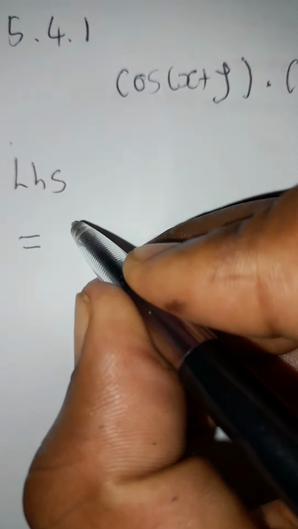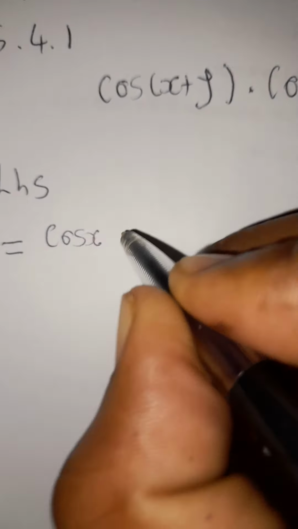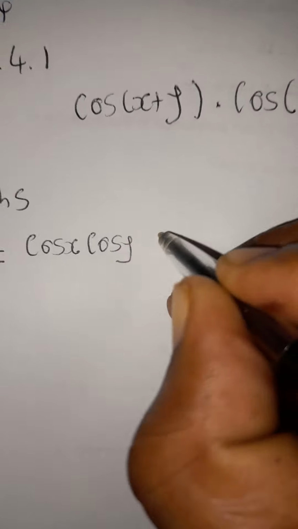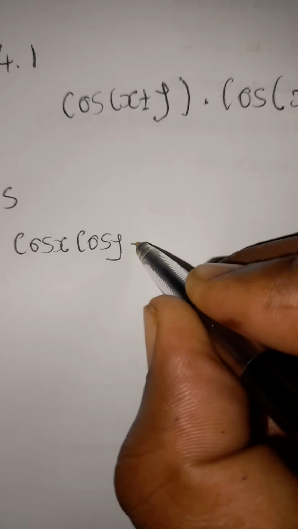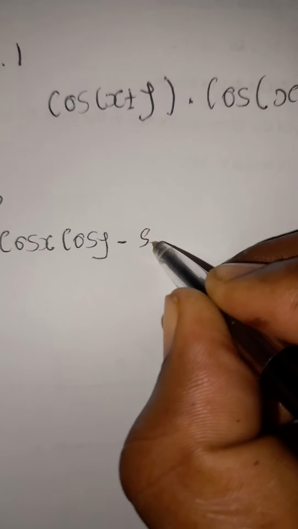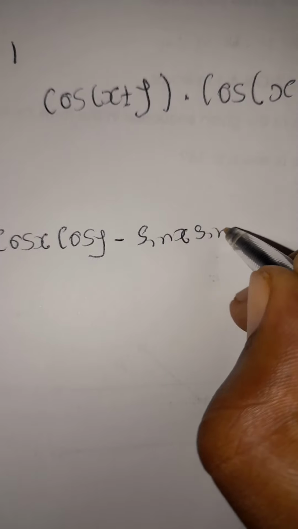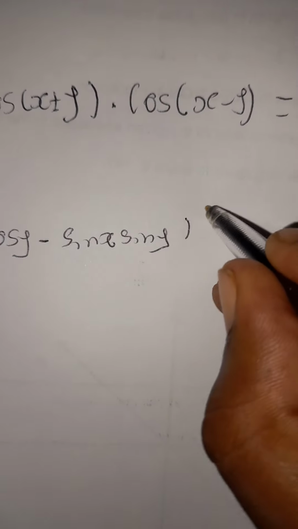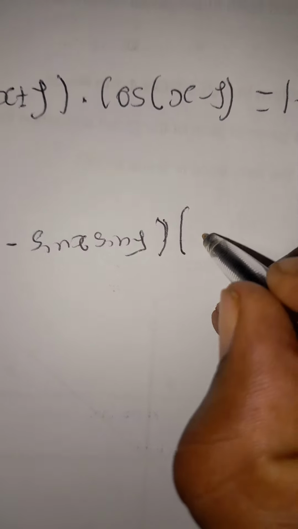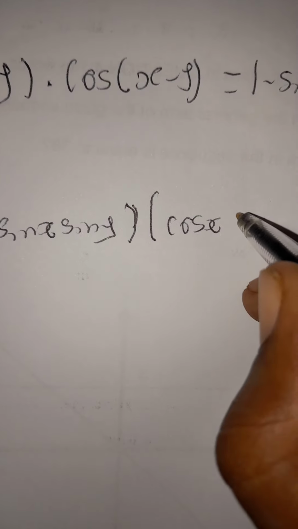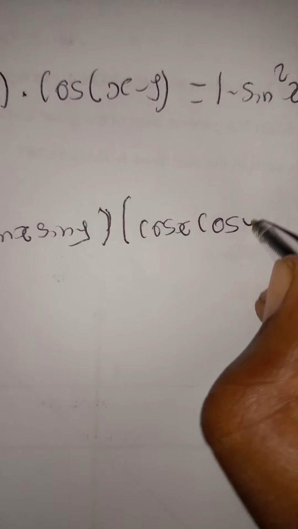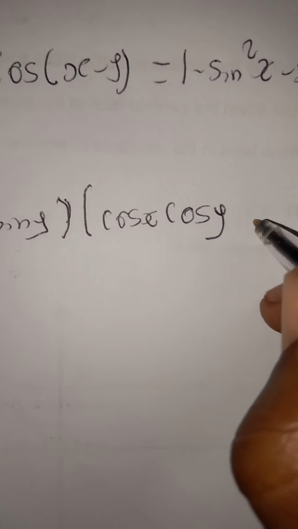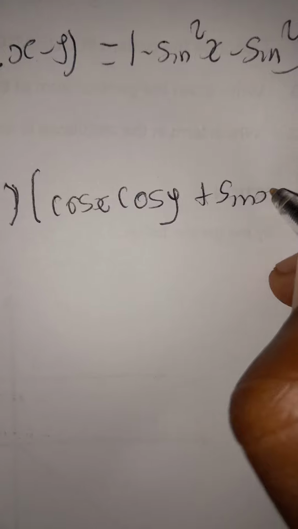Let's start with the positive one, the compound angle. It will be cos x cos y. Since the sign is positive, it becomes minus, so we are going to have sin x sin y. Put this into brackets. Let me work out the other one. This will be cos x cos y, and since it's negative, it's going to be positive, sin x sin y.